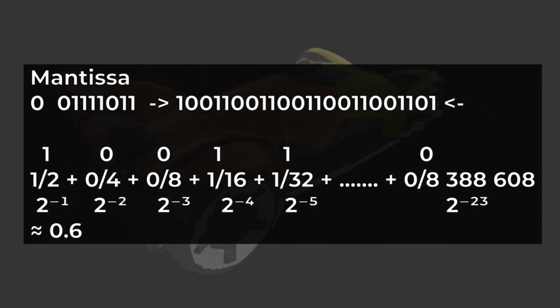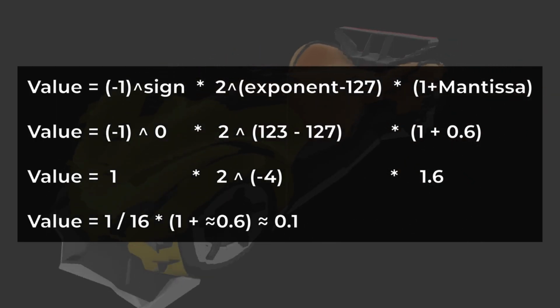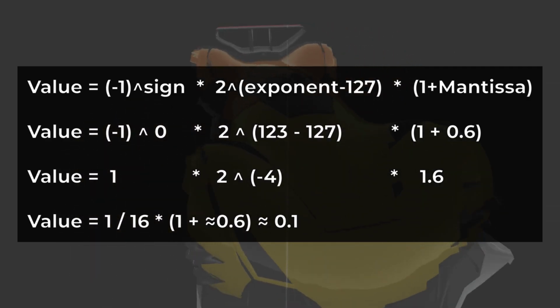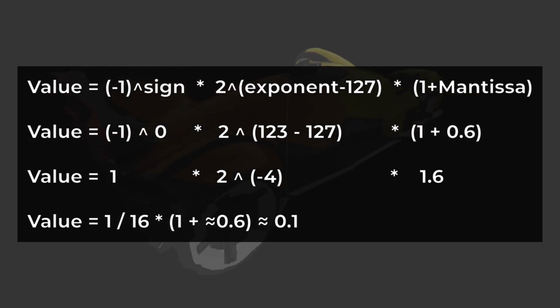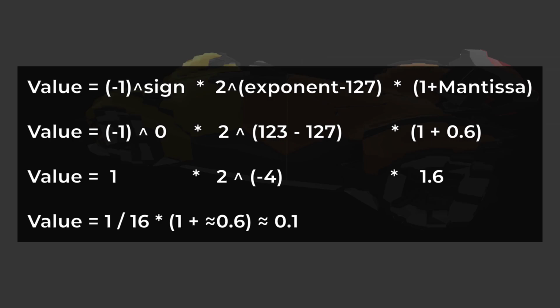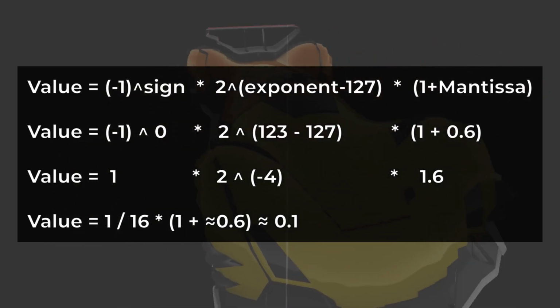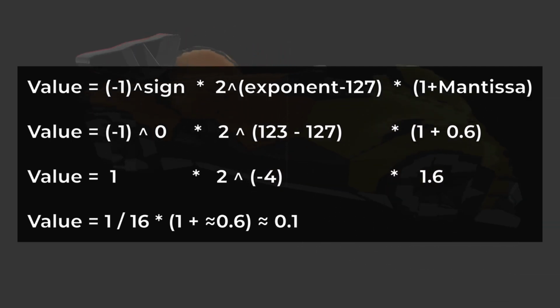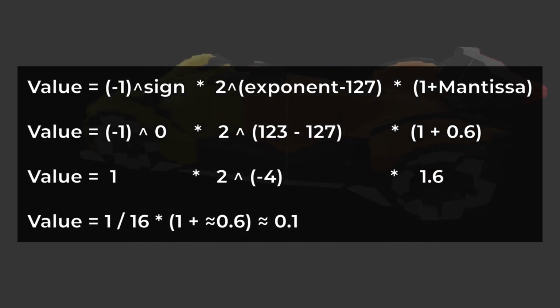And what does it mean? The actual value of floating point is minus 1 to the power of sign, it means 1 minus 0 plus, times 2 to the power of exponent minus 127, times 1 plus Mantissa. As we found earlier, the value of our exponent is 123 and Mantissa is 0.6. By substituting the values into the formula, we get near 0.1.